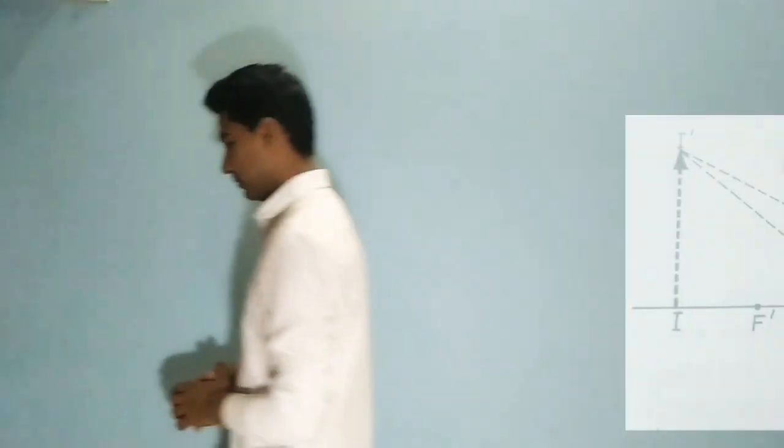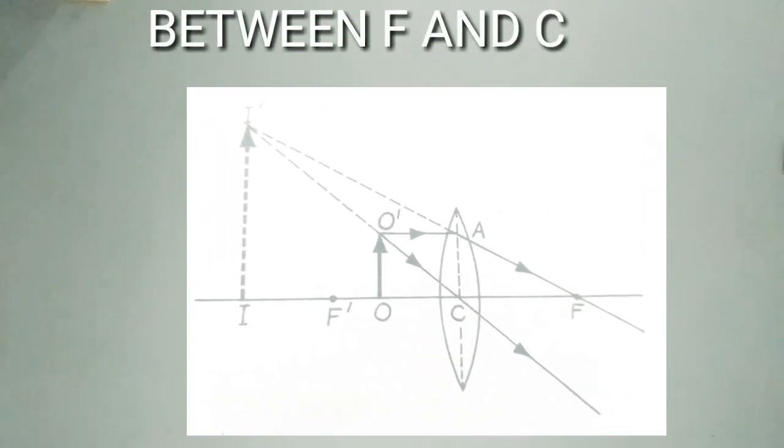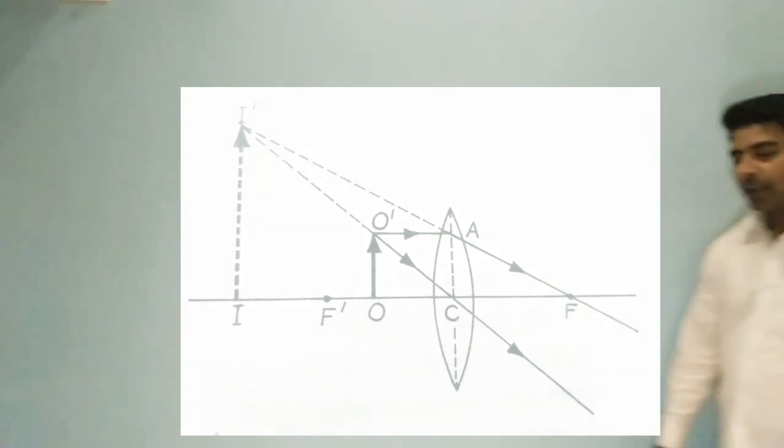Case 6, when the object is in between focus and optical center. In this case, the image is formed virtual, enlarged compared to the object, virtual and erect, as you can see here. So we have seen the 6 cases of image formation using convex lens.